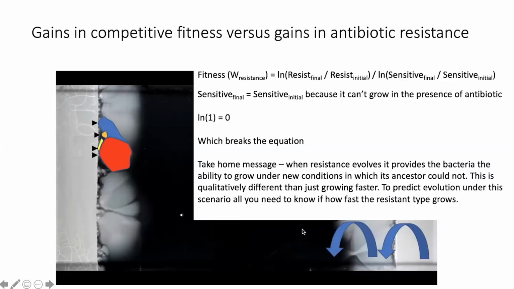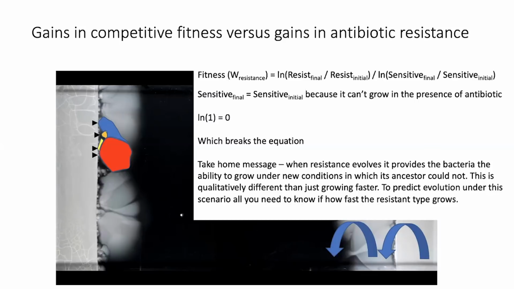But there's this other kind of adaptive mutation that's happening where mutations are actually giving you the ability to go into a higher dosage of the drug and then another higher dosage and another higher dosage and so on. And this kind of adaptation is very significant. It's actually allowing the bacteria to grow in a completely new environment. So it gets released from competing with its ancestor because it is able to go into a space that the ancestor can't even grow in. And so if you use this equation to describe what's happening here, the equation actually breaks.